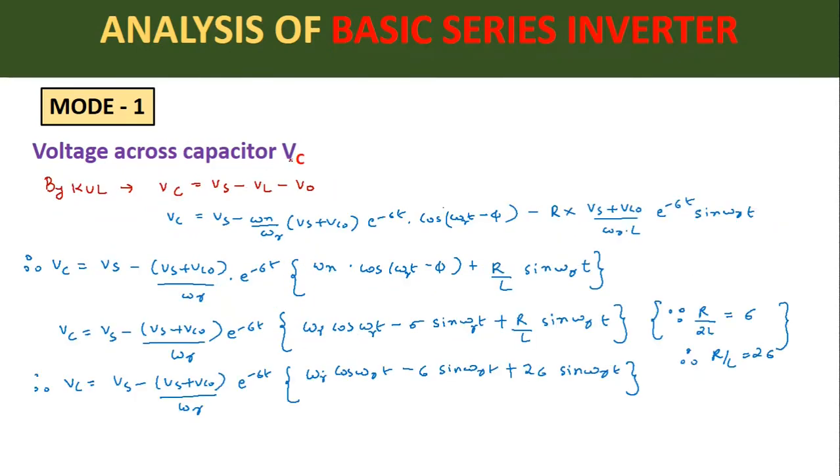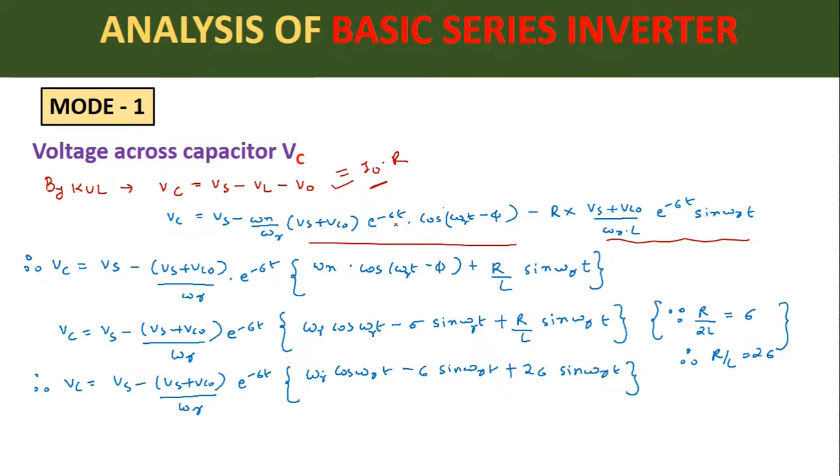Now we will find out the voltage across the capacitor. By applying KVL, voltage across the capacitor VC will be equal to Vs minus VL minus V naught. This equation we have already found out when we were finding the load current. So VC is equal to Vs minus VL, the equation we have written here. Now this V naught will be equal to I naught into R. I naught equation we have derived. So we will get this is the I naught equation into resistance R.